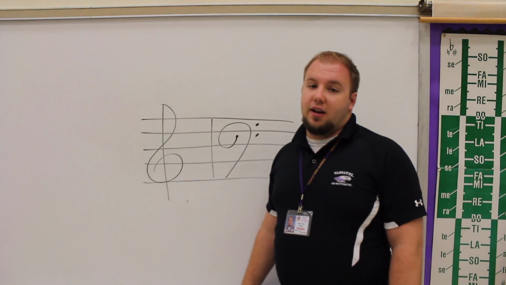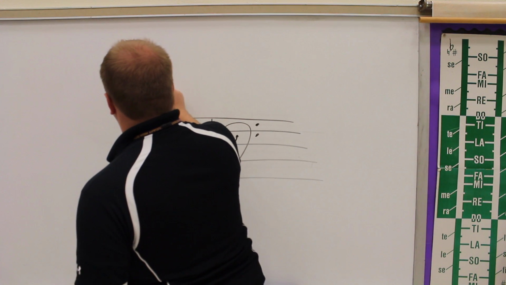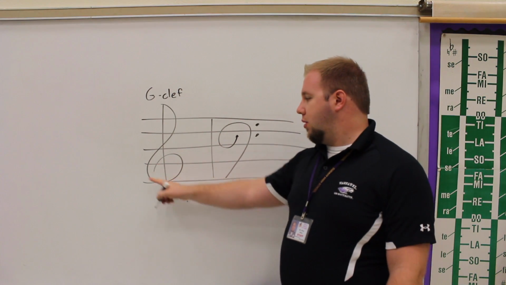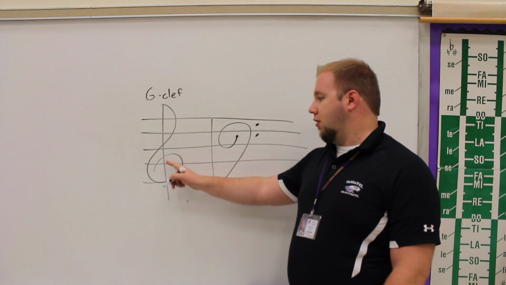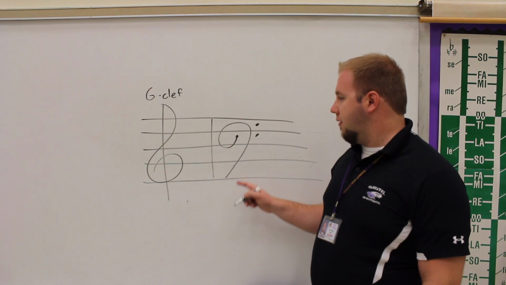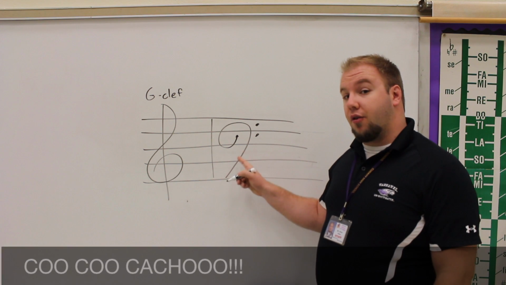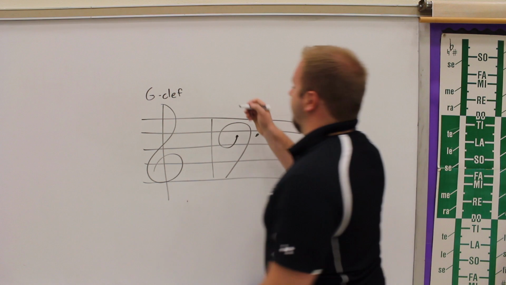So the alternate name for the treble clef is the G clef, because that little swoop swoops around the line of G when we're in the treble staff. So it swoops around the line right there, and that's the G line. Okay. Now the other name for the bass clef is the F clef.